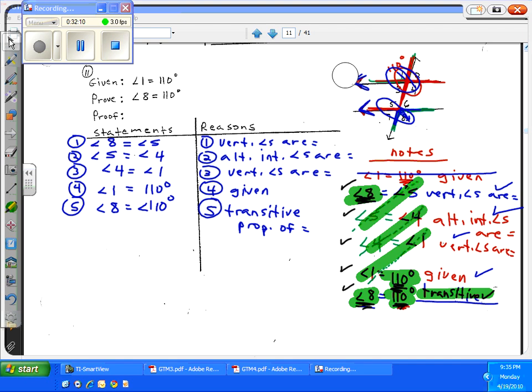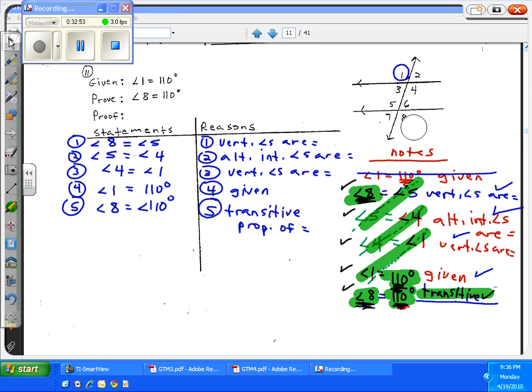And some of you sitting there looking and thinking, maybe going, I could have gotten there a little faster. We didn't have to go from 8 to 5 to 4 to 1. 8 is corresponding to 4, which is vertical to 1. We could have done that in one less step, you see. And so there may be more than one path to get there, and it could be that one path is a little shorter than the other path to get there.